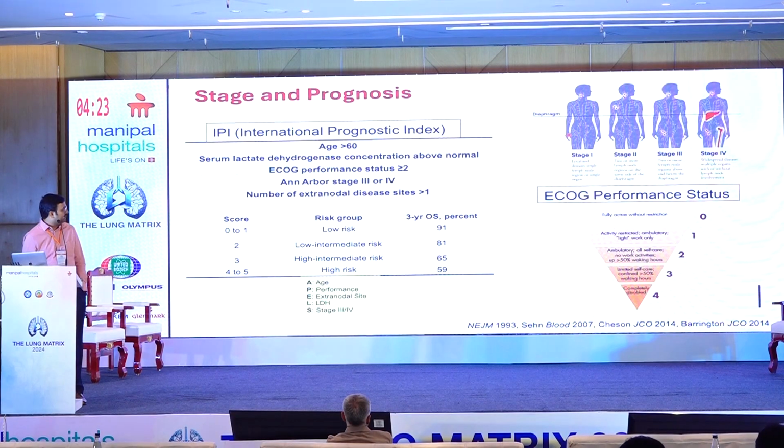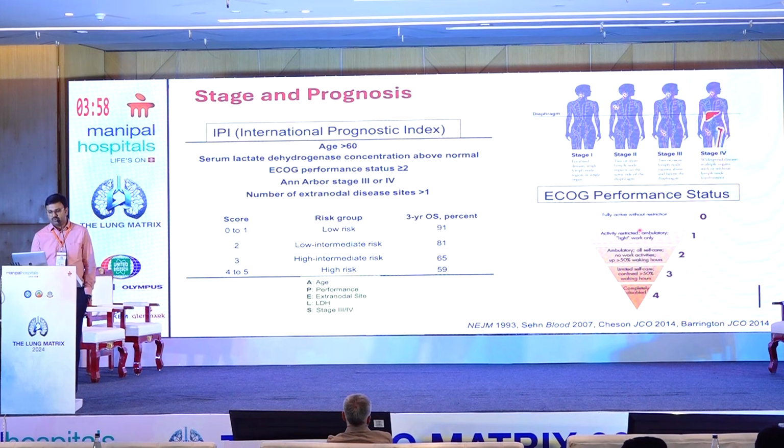As time progresses, the stage evolves. From stage 1, patients go to stage 4. As the stages increase, we assess a patient based on this ECOG performance status. As the stage progresses, the performance status drops. So as the stage progresses, the response to therapy drops, the recurrence rate increases, and tolerance to chemotherapy falls.